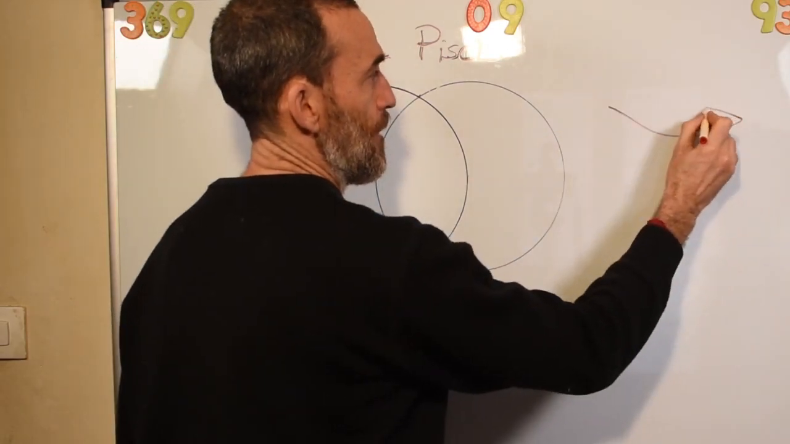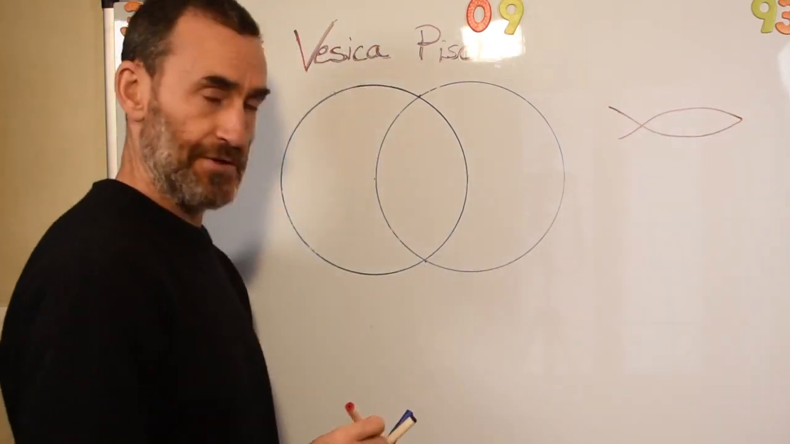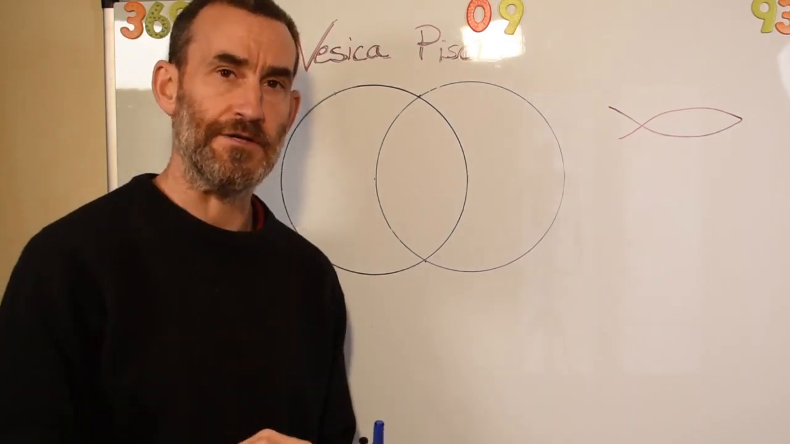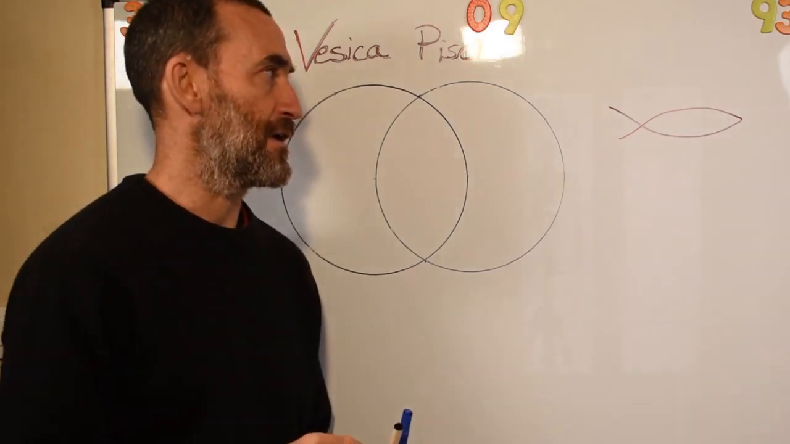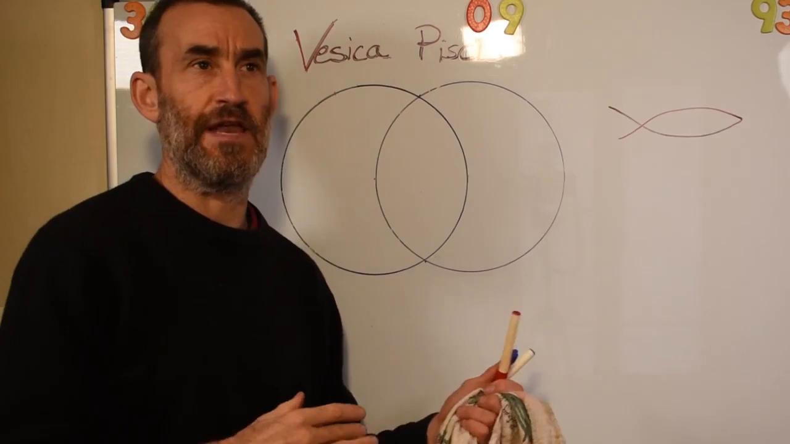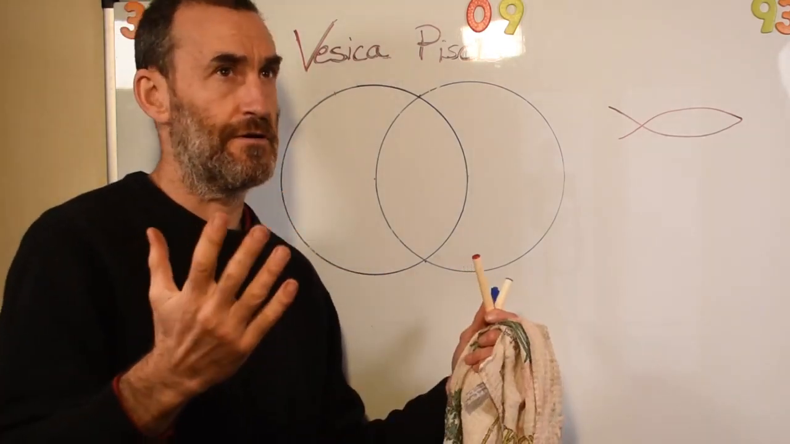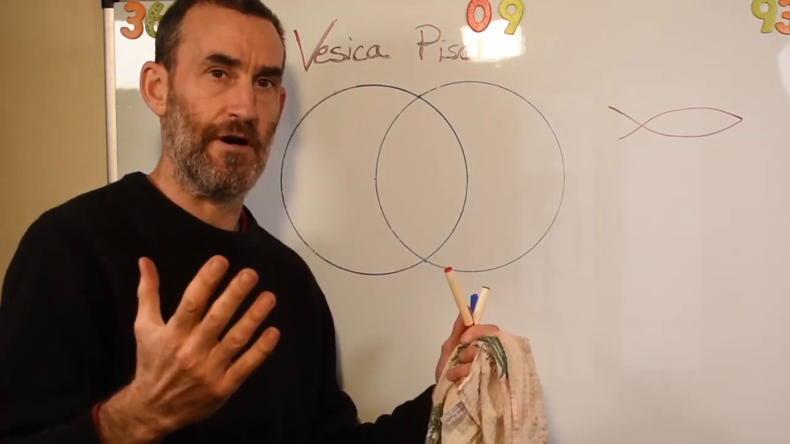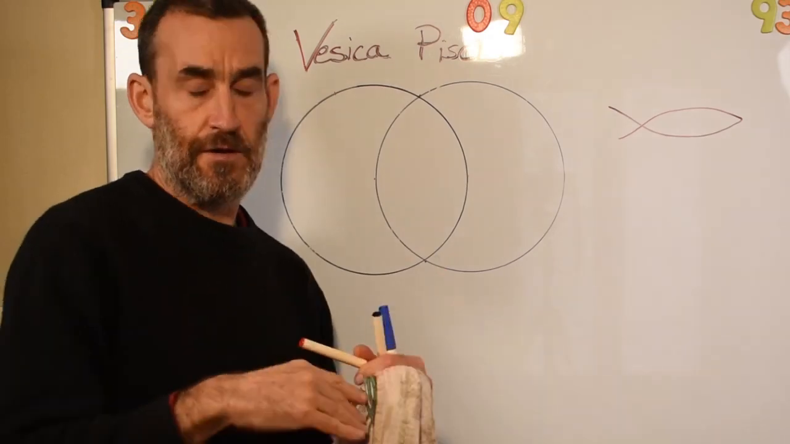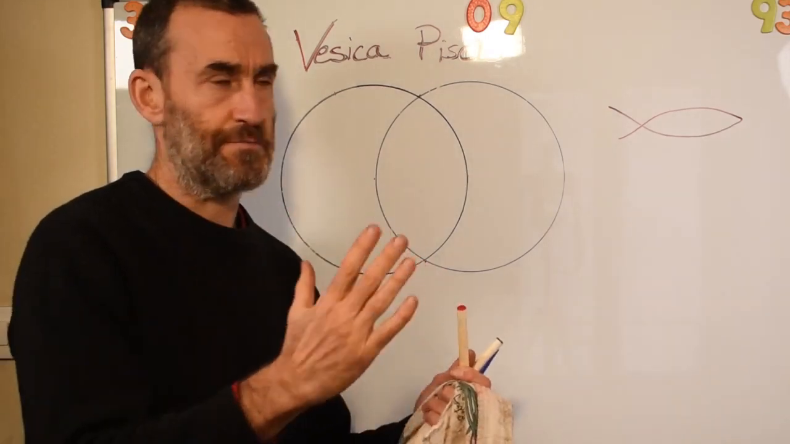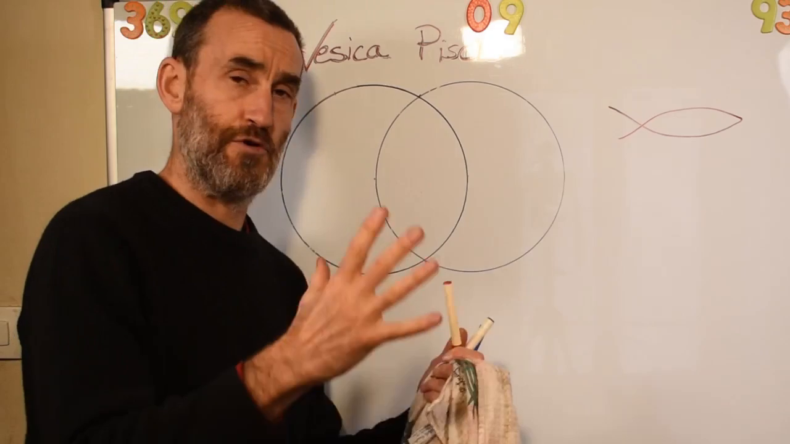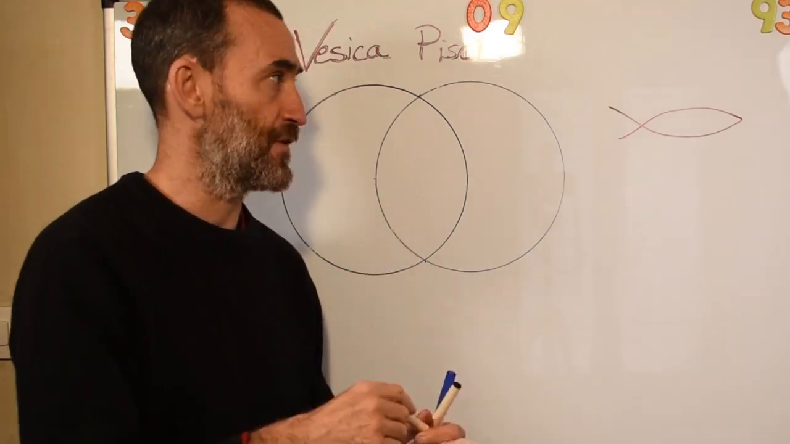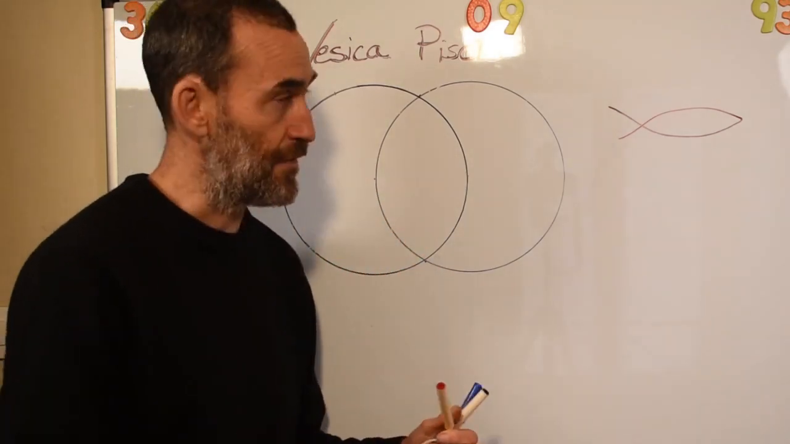Christian fishy symbols that we see on the back ends of cars. And Pisces is obviously related to the astrological period of Jesus being, or Christianity being, the dominant faith on the earth.